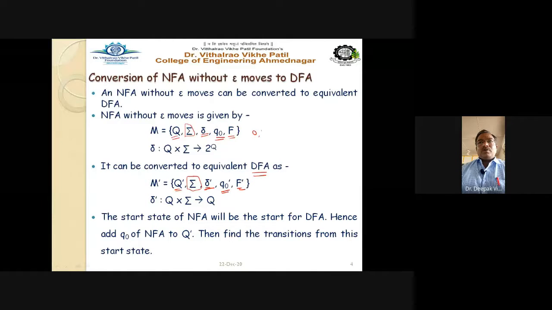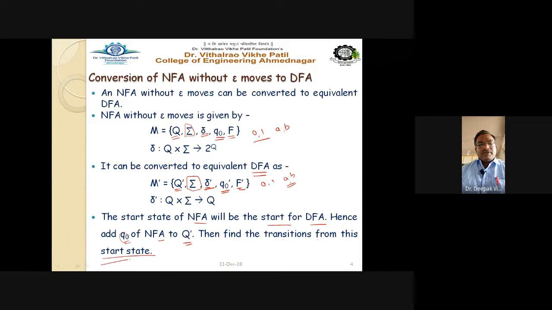Say for example, 0, 1 is the input alphabet. The same will remain here. You are not going to increase or decrease the number of input alphabets, right? Or if it is A, B, you can have A and B; the same input set will be in DFA as in the NFA, right? So the start state of NFA will be the start state for the DFA. Hence, Q0 of NFA goes to Q dash. So we'll just put this Q0 into Q dash. Then find the transitions from this start state.